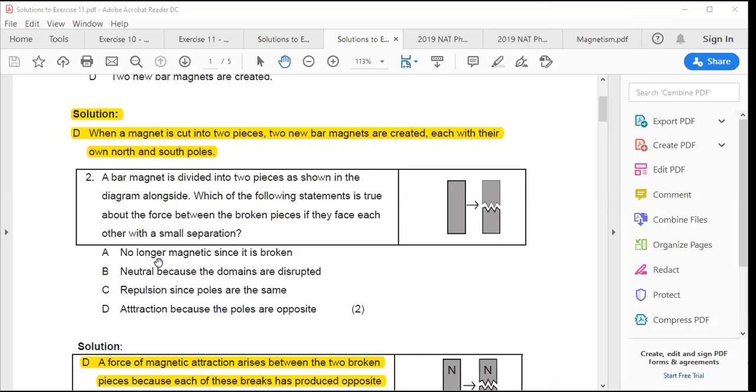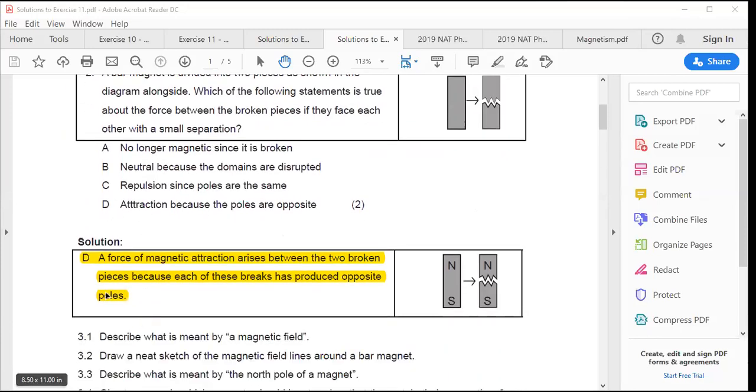Right. So A, no longer magnetic since it is broken. Neutral because the domains are disrupted. Repulsion, since poles are the same. Attraction, because the poles are opposite. So the answer there is D, right? So when it breaks, we're going to have your north, south, north, south. Here where there's north, actually there are two, there's a north and a south. So there's a domain, the north and south. Here where there's south, there's a north up here. So you're still going to have your north, south, north, south. So there will be attraction between the two. So the answer is D.